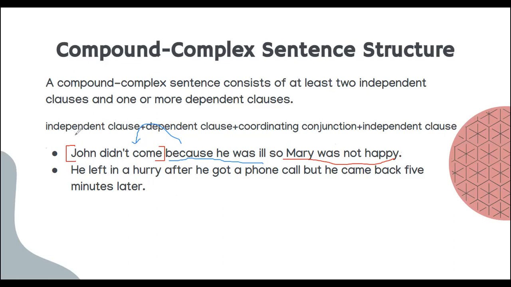Another example, he left in a hurry. This would be independent. After he got a phone call. This would be dependent. But he came back 5 minutes later. Here we've got our coordinating conjunction. And then what do we have? He came back 5 minutes later. This is fine as a sentence on its own. It can be a sentence all on its own. The part he came back 5 minutes later. So we know this is independent, dependent, independent.